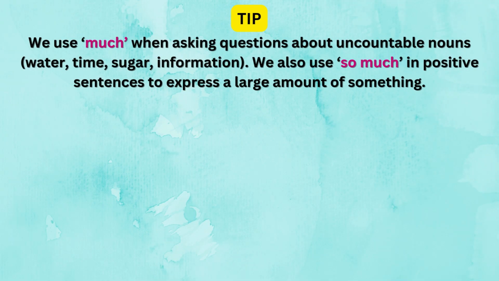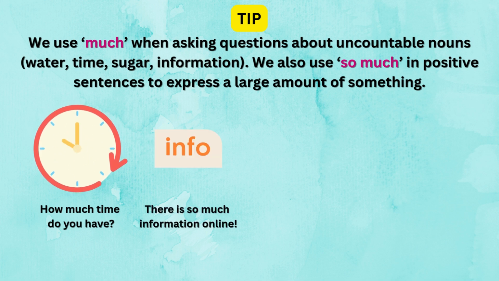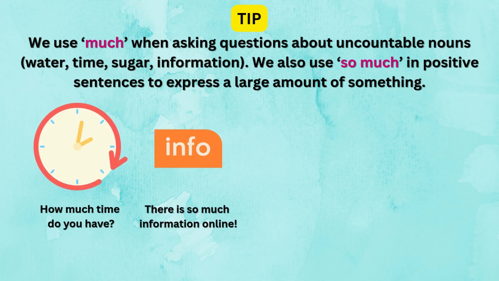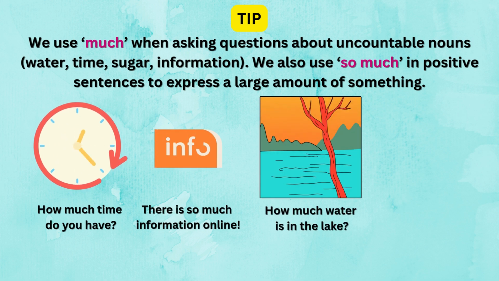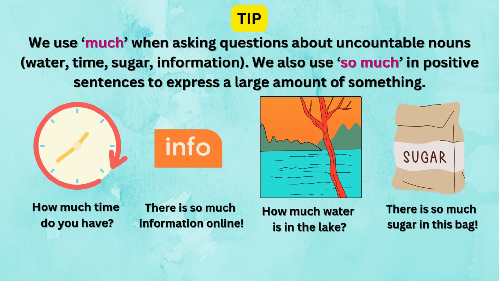We use much when asking questions about uncountable nouns like water, time, sugar, and information. We also use so much in positive sentences to express a large amount of something. How much time do you have? There is so much information online. How much water is in the lake? There is so much sugar in this bag.